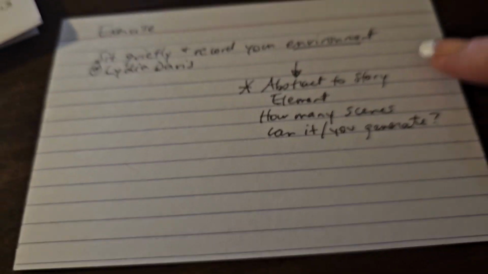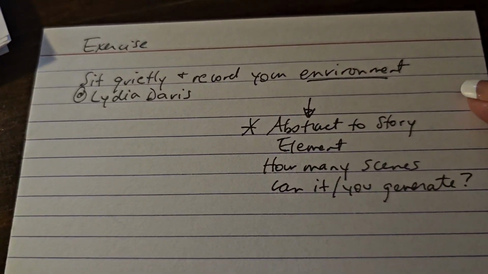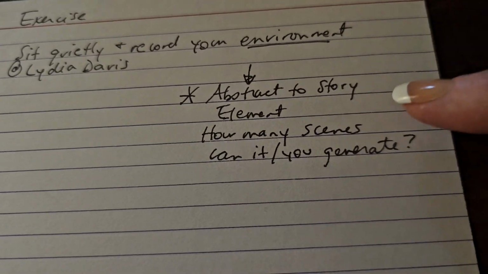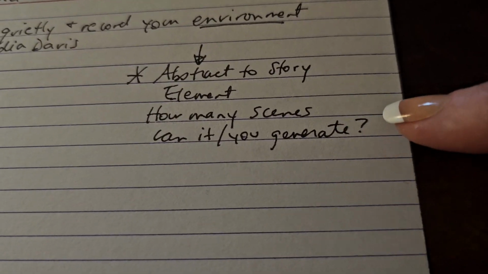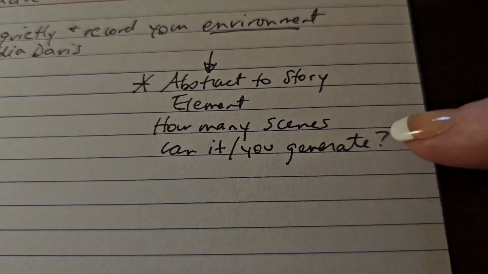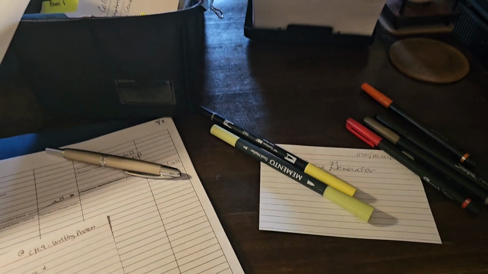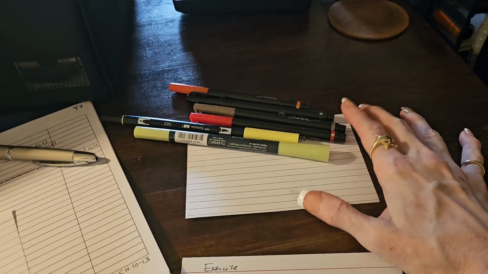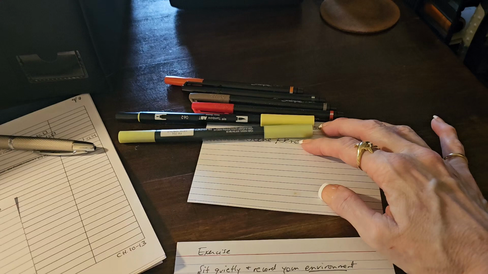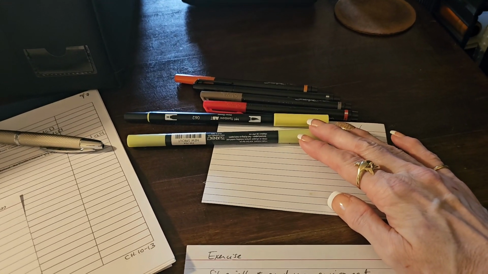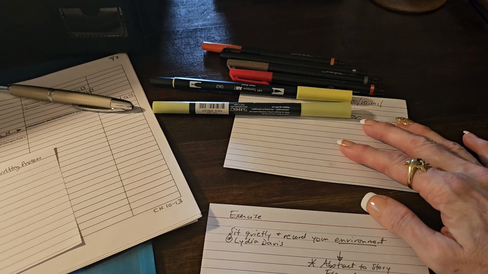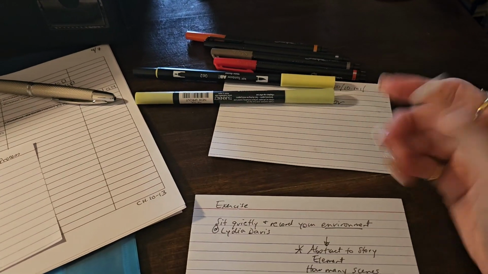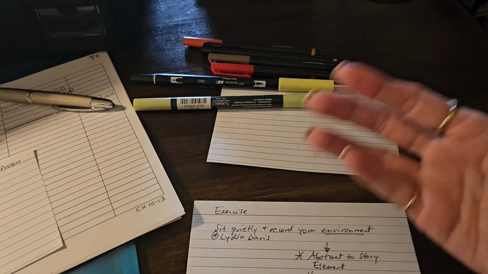This is an exercise that I'm going to include in the book Zettelkasten for Fiction. And it says, sit quietly and record your environment. Then abstract that out to a story element. How many scenes can you generate? So just by making an observation, let's say of multiple colored pens sitting on a desk with a blank note card, okay, what can I do with that detail? How can I employ that information in a story? What does that detail tell me about maybe the character that I'm writing about, or what that character is doing, or who they are?